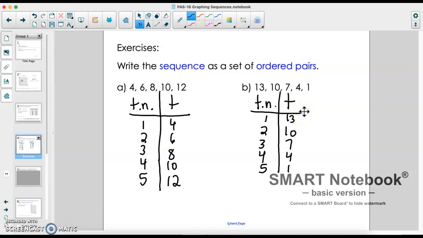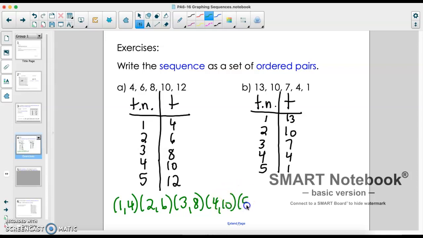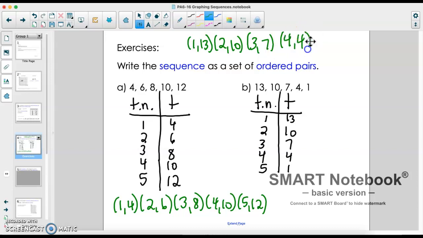Now, I wonder if anyone noticed anything about the second sequence table or the second set of ordered pairs, because we can actually create these as ordered pairs. I'm just going to change the color of the marker for a second. So we'd have 1, 4, 2, 6, 3, 8, 4, 10, and 5, 12. And then over here for this one, I'll just do it up here. We have 1, 13, 2, 10, 3, 7, 4, 4, and 5, 1.